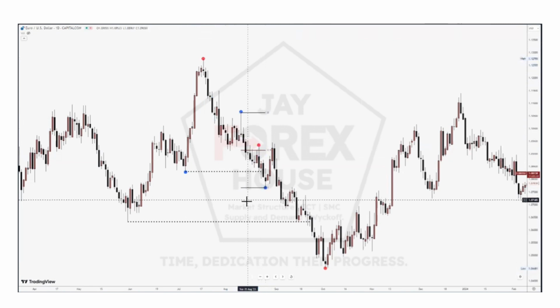Okay, so if you are looking for an internal range to be liquidity, it is only liquidity, remember what I said, once the structure is broken. So as you can see here, this structure was broken to the downside, which makes this a liquidity point of this range.